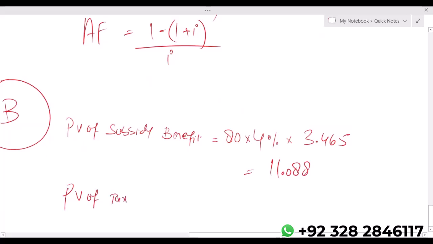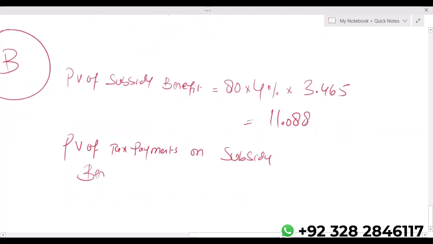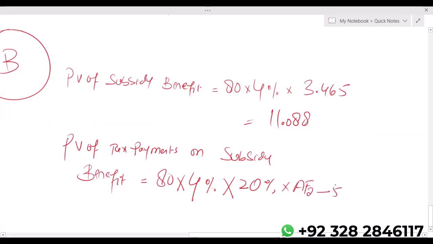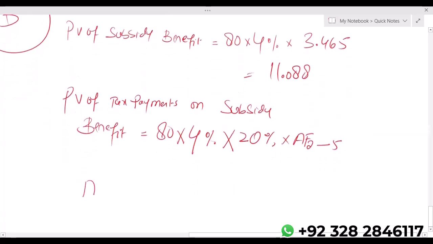Now we'll be calculating separately present value of tax payments on subsidy benefit. Loan amount is 80. Interest rate is 4%. Tax rate is 20. And tax is paid with a delay of 1 year. So logically, your annuity factor will be from 2 till 5. It will not be 1 till 4. So how will we calculate annuity factor for 2 till 5? First, take the annuity factor of first 5 years.